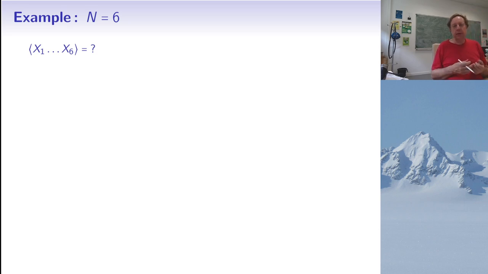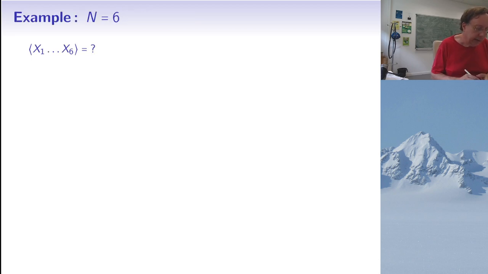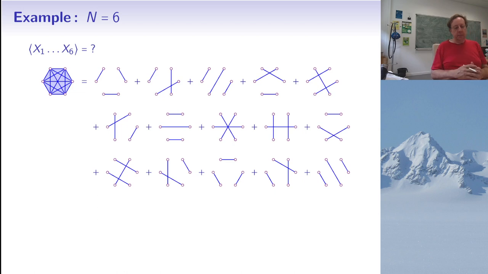Now, let us look at another example. How about n equals 6? Well, by my formula here, I can express the expectation of x1 up to x6 in terms of two-point and four-point functions, and then the four-point functions again I can express in terms of two-point functions. And so the result is graphically that I get all these possible pairings of 6 points, and you can check that there are 15 of them. And by summing all these pairings, where for each pairing I have a product of two-point functions, of covariances, I get my six-point function.